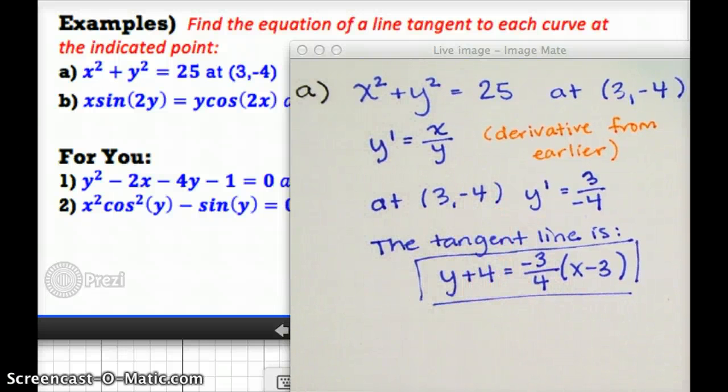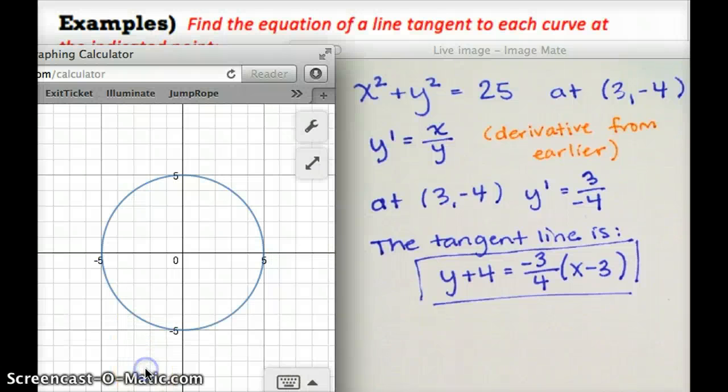One way to confirm that this is right would be to think about the graph. So if you remember, what is this shape going to be? Yeah, exactly. That's going to be a circle. And it's a circle with a radius of 5. Here's the circle from earlier.